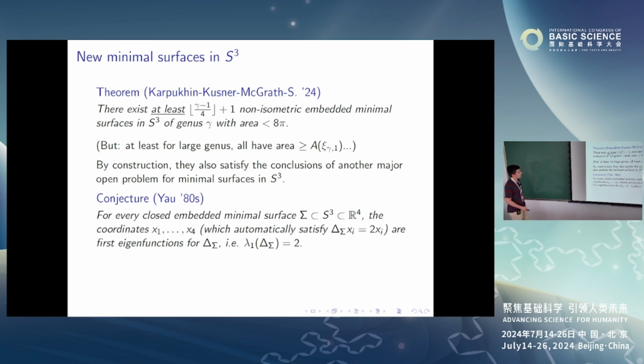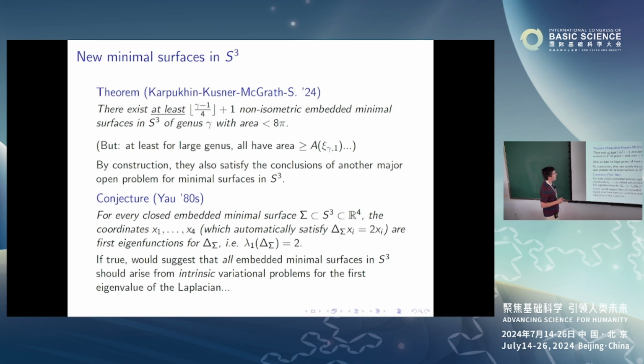But another reason this is interesting is that, for reasons I'll tell you about in a moment, this would imply that embedded minimal surfaces in S3 are all critical points for an intrinsic variational problem for the first eigenvalue of the Laplacian. So we know that by definition, they're critical points for the area function. But in fact, this tells you that they should all arise in principle from variational problems coming from spectral geometry just on the space of intrinsic metrics on surfaces.